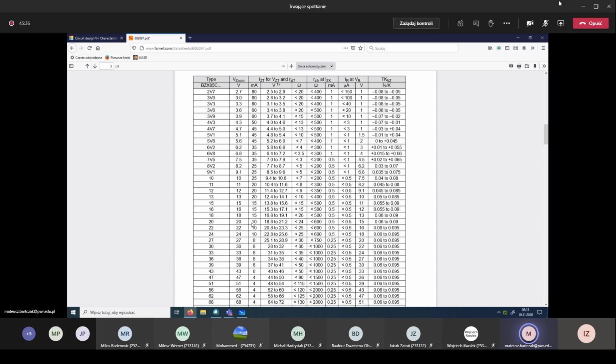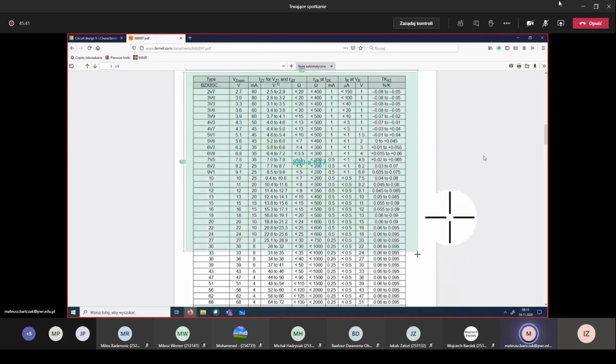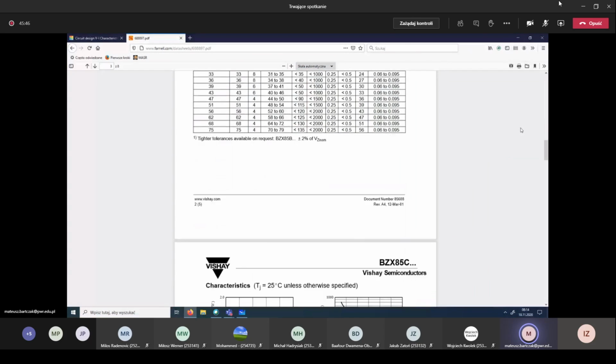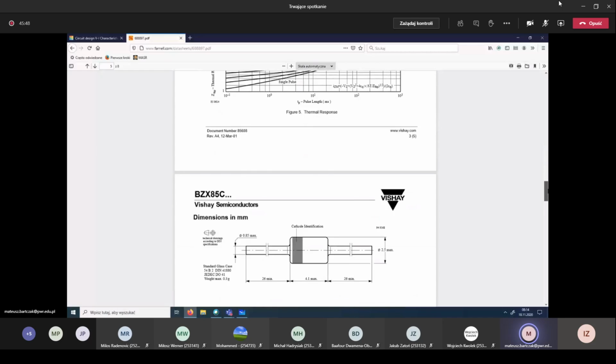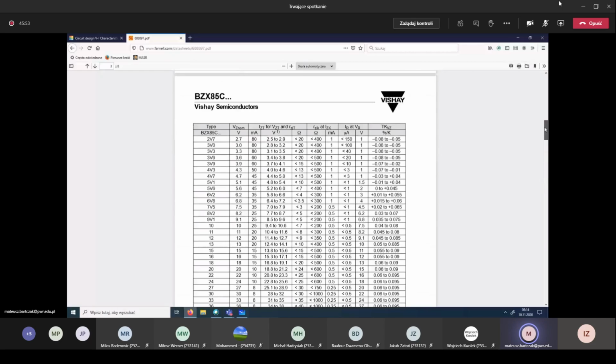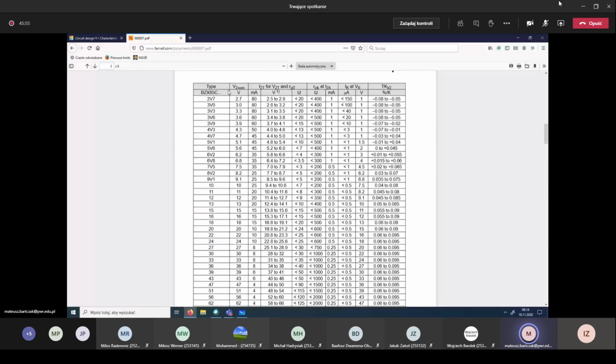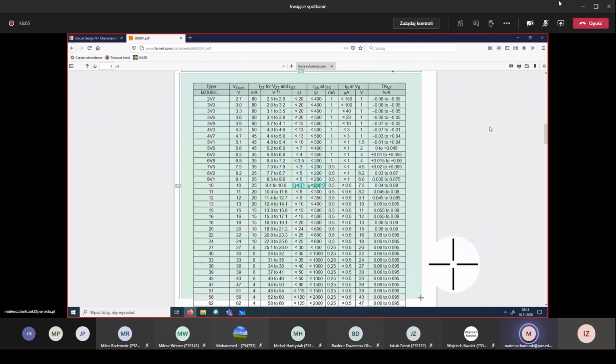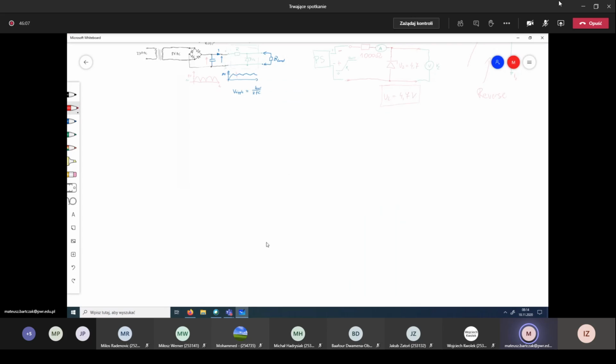And when we buy the diode, normally the characteristic is not included in the datasheet. When we scroll here, we cannot find the characteristic for the Zener voltage, because there would be too many of them in the document. But usually we have a table like that, and I will copy paste it here.